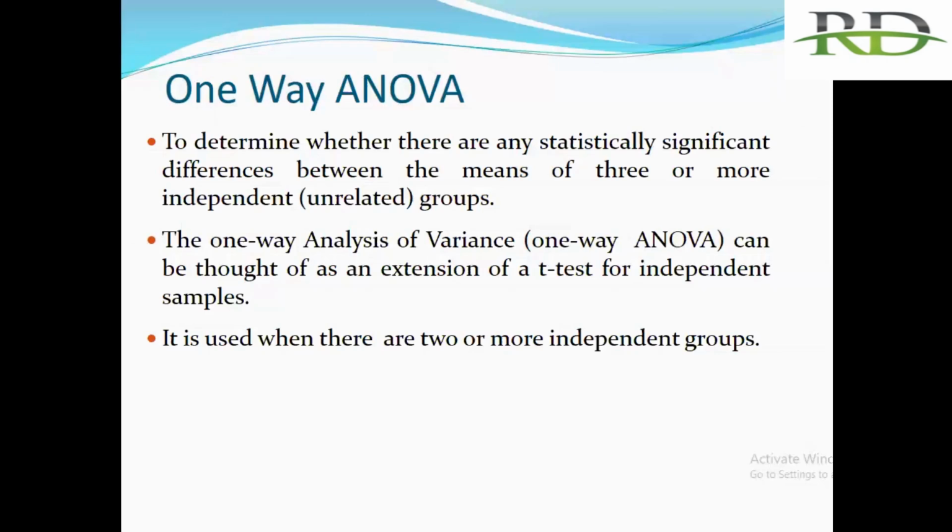In independent t-test, we frame our hypothesis as there is no difference between the two groups. Just now I said the average height of male is equal to the average height of female. This is an independent t-test. Suppose I say the average height of North Indian population is equal to South Indian population is equal to Eastern Indian population, which is equal to Western Indian population.